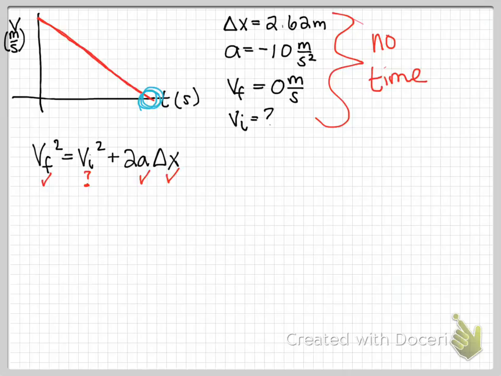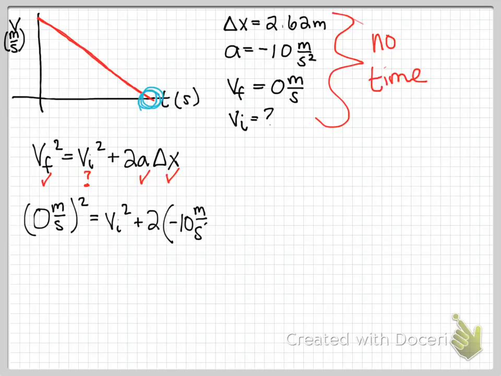V final squared, 0 meters per second squared is easy, equals V initial squared plus 2 times A, negative 10 meters per second squared, times our displacement, which is in this case positive 2.62 meters. The signs of these are very important. It's very important that you keep the sign correct so that my acceleration is negative, but my displacement is positive. And we'll see why in a second.